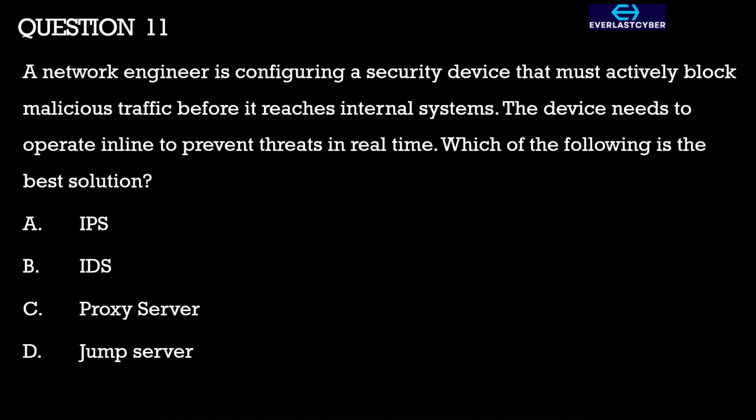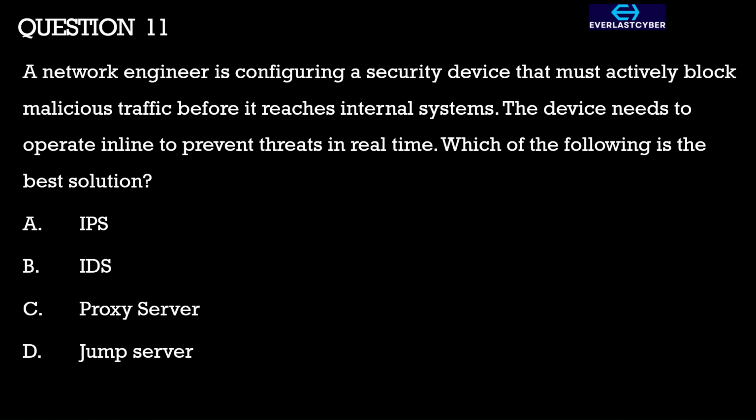Question 11. A network engineer is configuring a security device that must actively block malicious traffic before it reaches internal systems. The device needs to operate inline to prevent threats in real time. Which of the following is the best solution? A. IPS. B. IDS. C. Proxy server. D. Jump server.